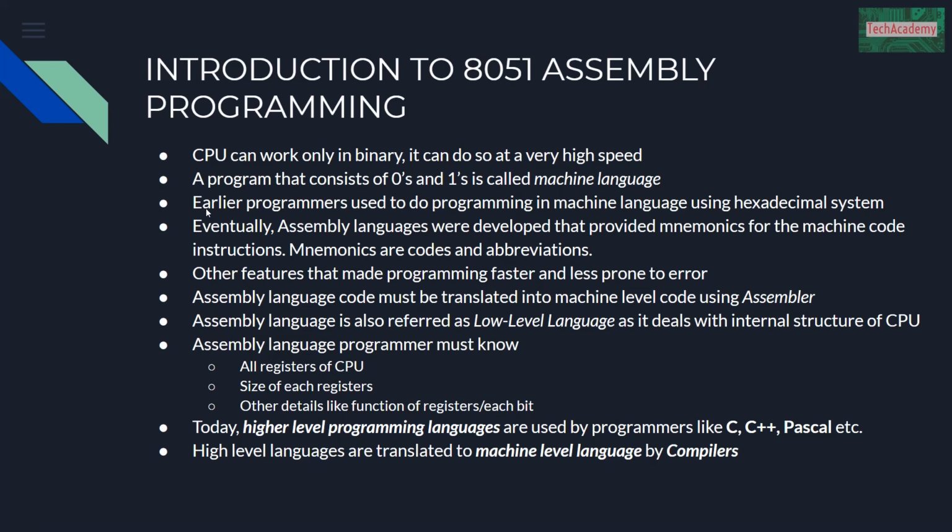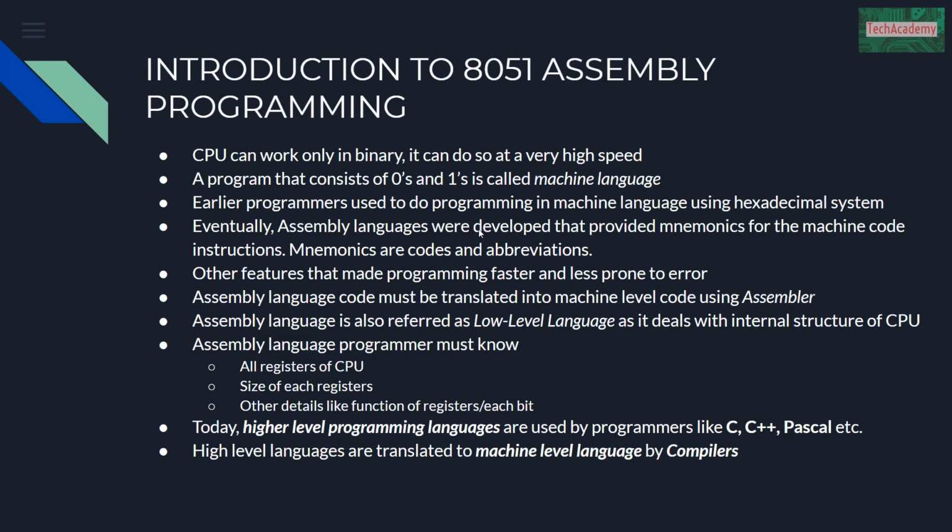So earlier programmers used to do programming in machine level languages using hexadecimal systems, like the way we saw the examples of MOV. In the MOV instruction, let's say we wanted to transfer data into the accumulator from R0, so we wrote MOV A, R0. So this is an assembly instruction.